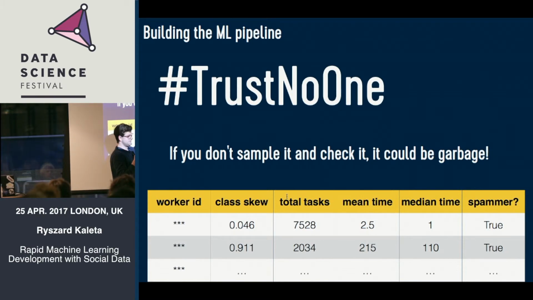This 7,500 tasks is actually maybe a quarter of your training data set, in which case it's obviously going to be affecting the quality of your model.